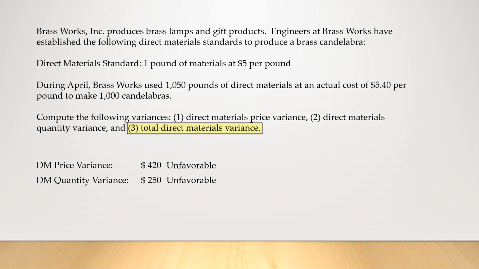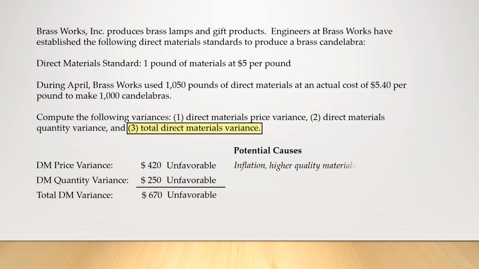Number 3. We can now calculate the total direct materials variance, which comes out to a $670 unfavorable variance. Because both the price and quantity variances are unfavorable, their combined variance is also unfavorable. Your workbook asks for possible causes of these variances. For the price variance, the price may have increased due to inflation, using higher quality materials, or supply shortages. The unfavorable quantity variance could be the result of production inefficiencies, materials not being to specification, or using lower quality materials that result in a lot of waste.